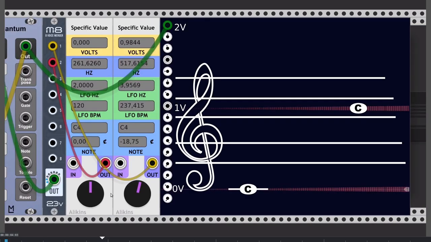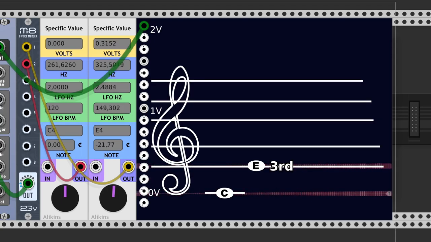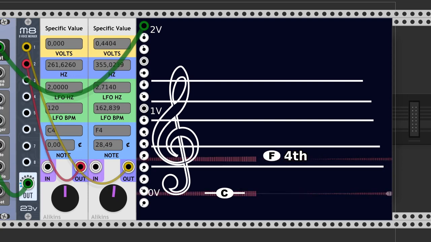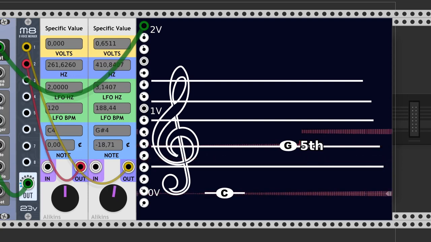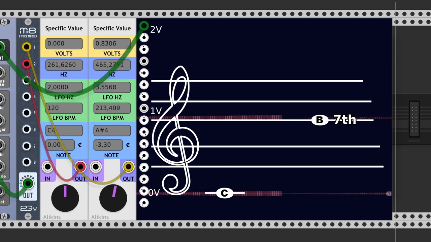In C major, C is the root of the scale. In this context, D is the second interval. Then E is the third. Because on the major scale, the third is two whole notes above the root, it's a major third. This interval determines on every chord if it's major or minor. The minor third is one half tone below. Then goes F, the fourth. G, the fifth. A, the sixth. And B, the seventh.